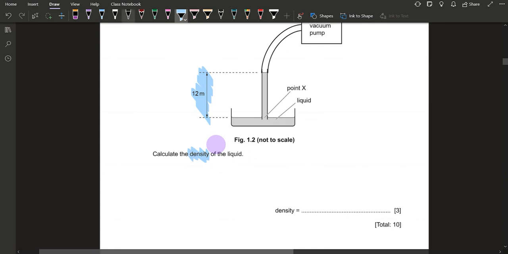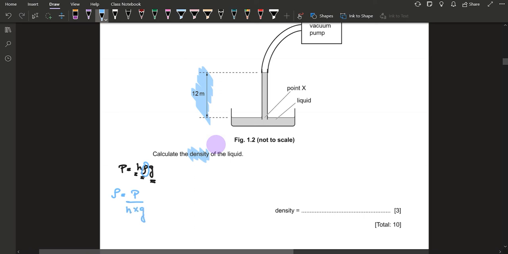So the only formula which relates this is pressure equals h rho g, where g is the gravitational constant, rho is density, and h is height. We have all of them. What we can do is just equate and make density our subject. So it's going to be density equals pressure divided by height into gravity.